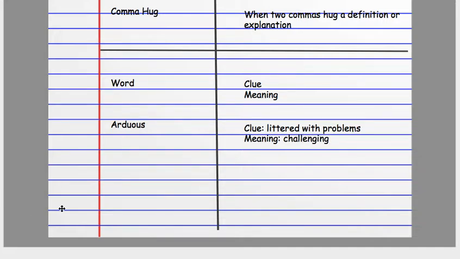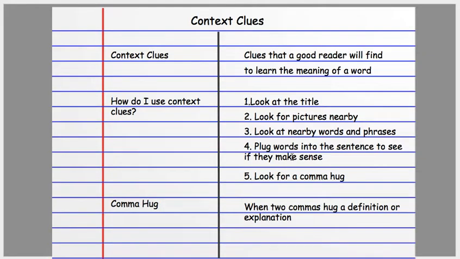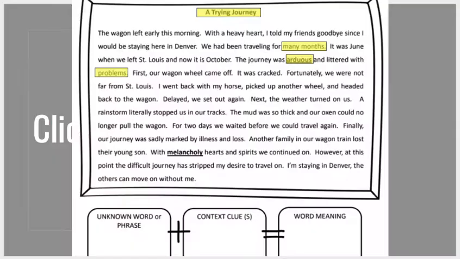So let's look back at our story. The journey was challenging and littered with problems. We plugged it in and it makes sense, which is good because that's what we were supposed to do for the fourth thing. So we've got arduous done.